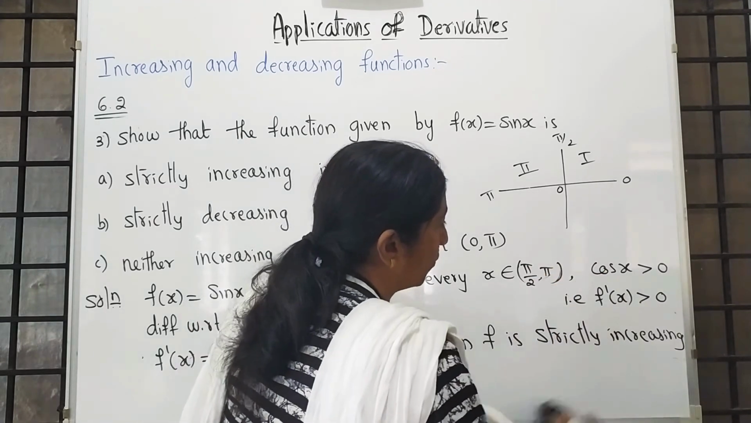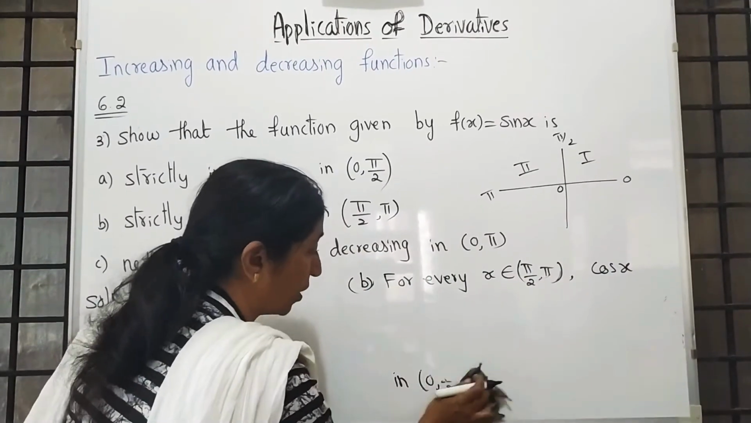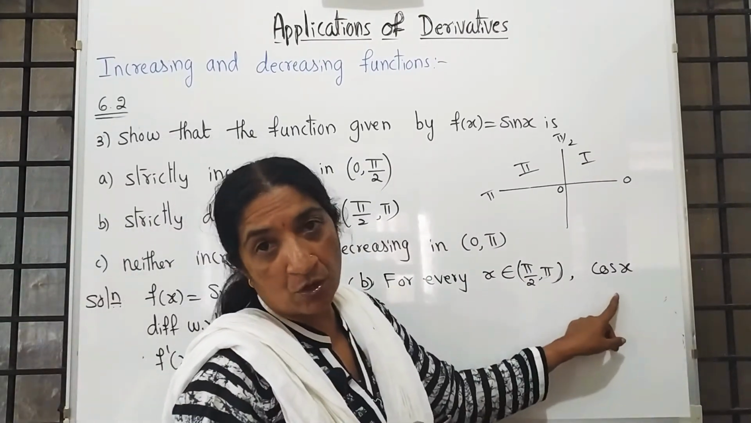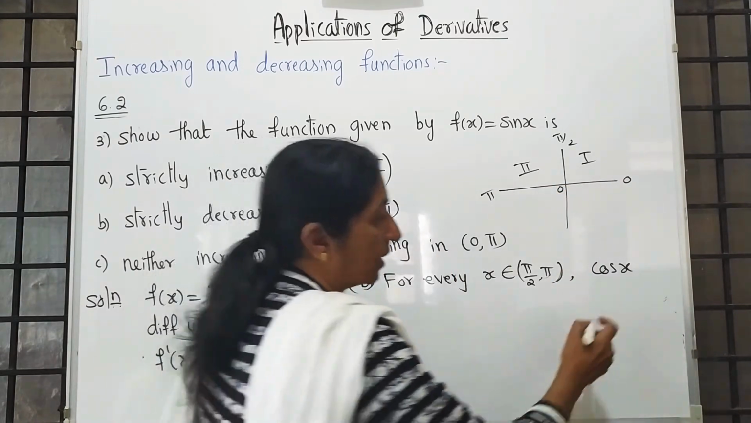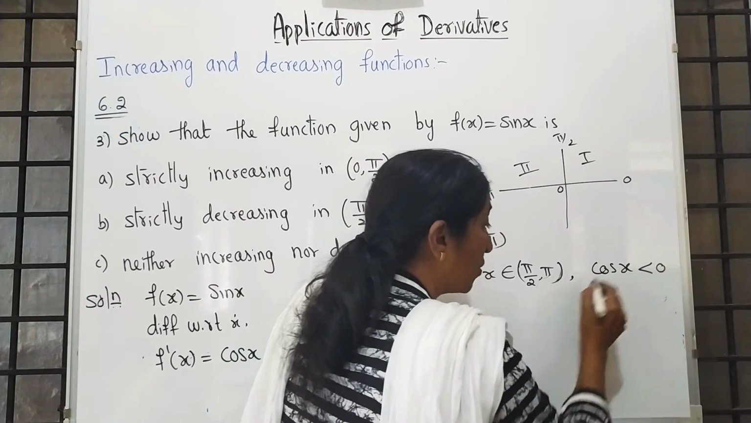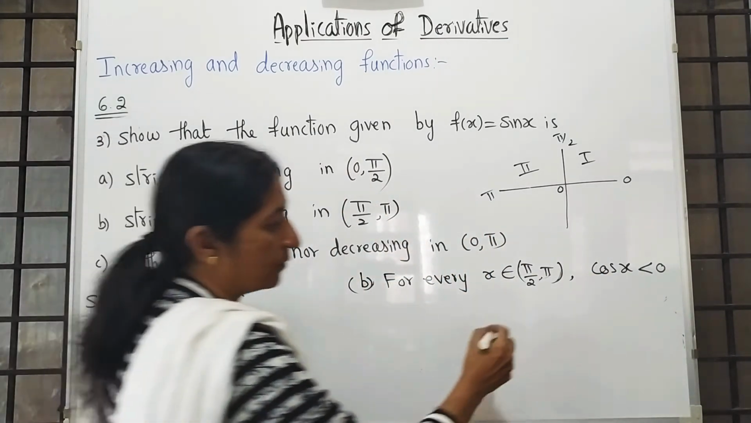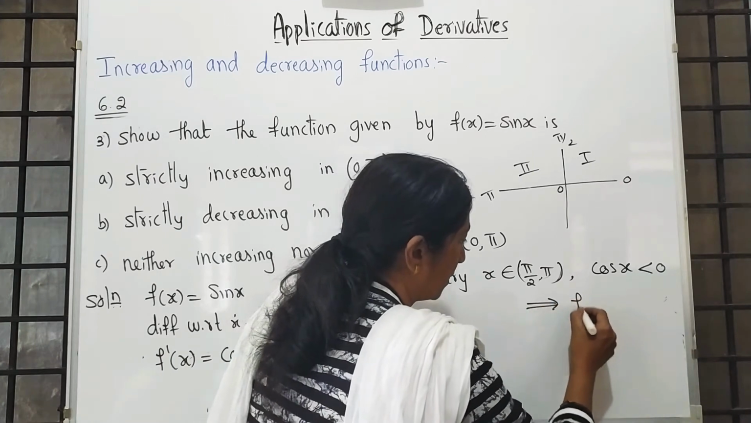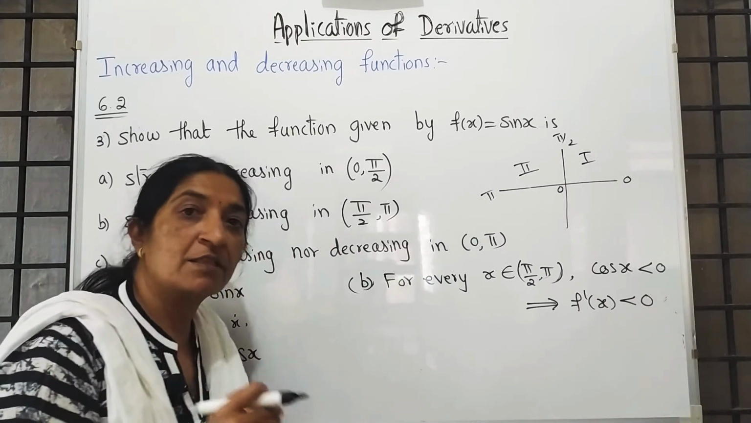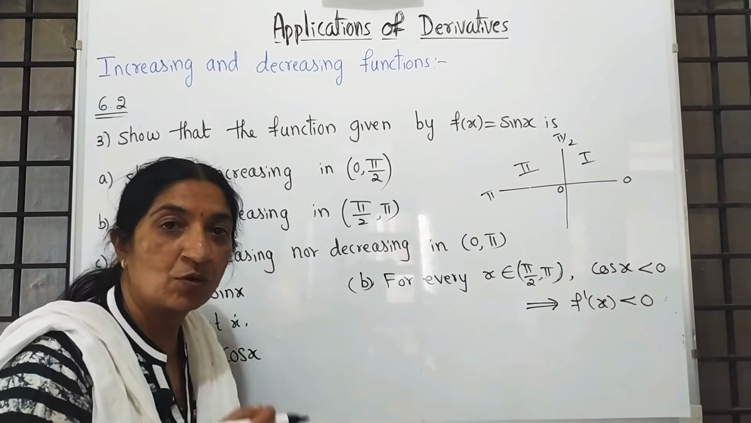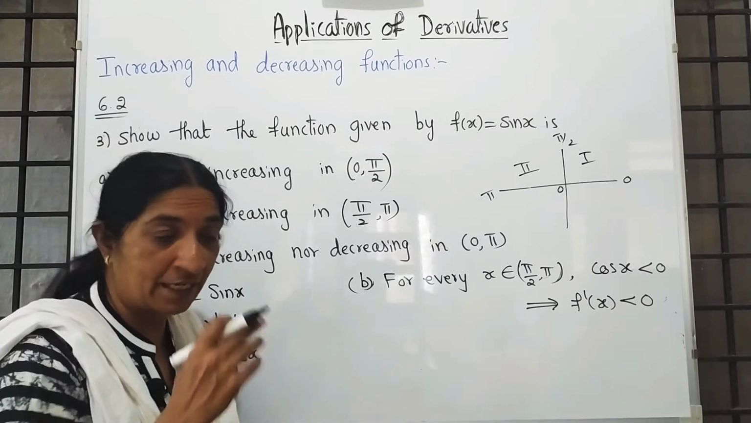What are you writing about cos x? Remember, we are writing in the second quadrant. Cos x in the second quadrant is always negative. Negative means less than 0. But what is cos x? Cos x is nothing but the first derivative. This implies f dash of x is less than 0. That means the first derivative is negative. If the first derivative is negative, the function is strictly decreasing.